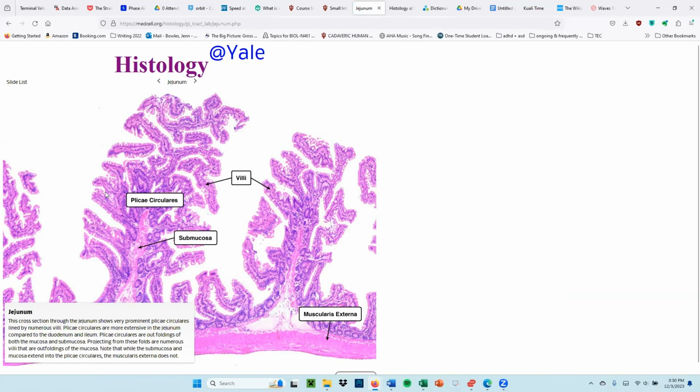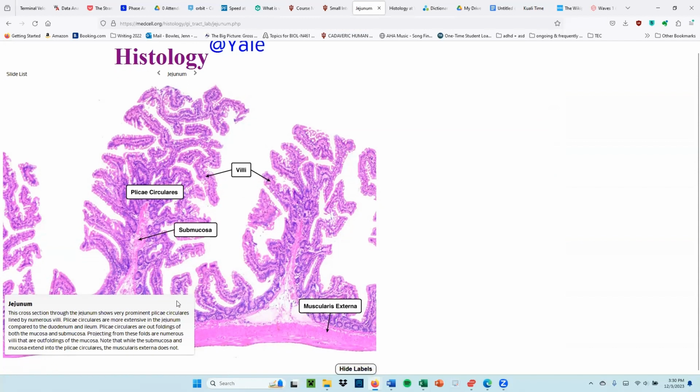So we still have plicae circularis, this really windy, large surface area structure. What we don't have is Brunner's glands or Peyer's patches. So you'll have to use process of elimination for this one. Usually I do try to give clues.